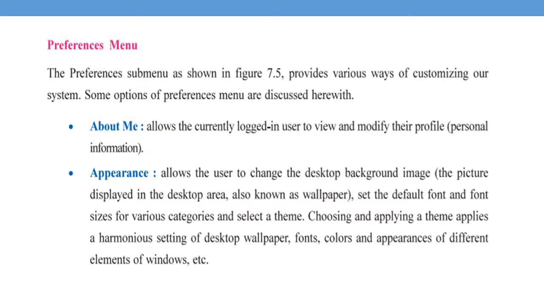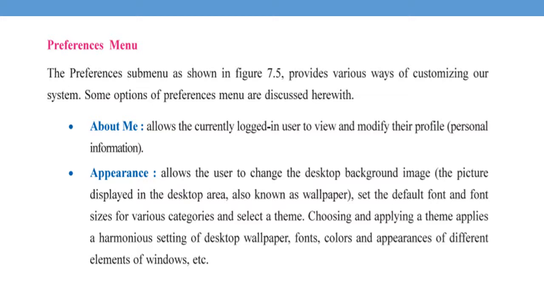Appearance allows the user to change the desktop background image, the picture displayed in the desktop area, also known as wallpaper. Set the default font and font size for various categories and select the theme. Choosing and applying the theme applies a harmonious setting of desktop wallpaper, fonts, colors, and appearance of different elements of Windows. Let's see about this, students.